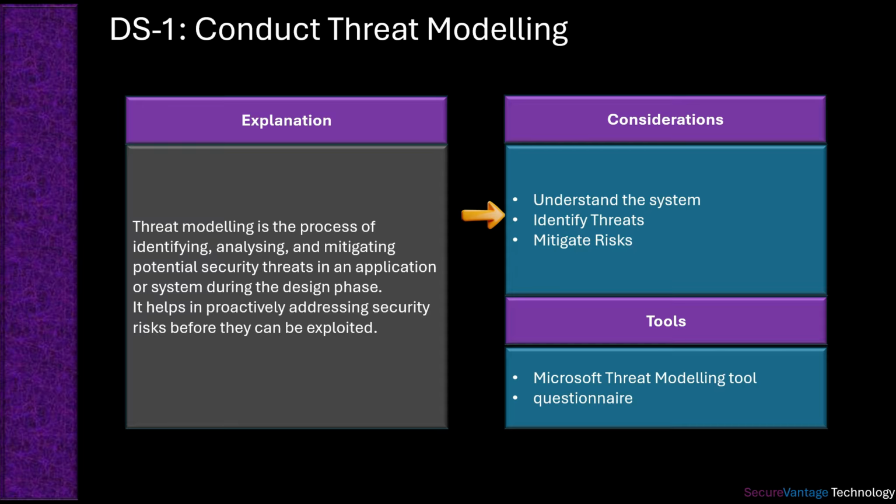You understand the system and map out the architecture, data flows, and components to identify potential vulnerabilities. You identify threats, for which you use frameworks like STRIDE. You also plan to mitigate risk and prioritize and implement mitigations for identified threats. As mentioned, you make use of the Microsoft Threat Modeling Tool or a questionnaire. Microsoft Threat Modeling Tool will help in building threat models, identifying potential security issues, and suggesting mitigations. You make use of the questionnaire when you cannot use the Threat Modeling Tool. But remember, to derive the meaning out of the questionnaire, you must be an expert in this case.